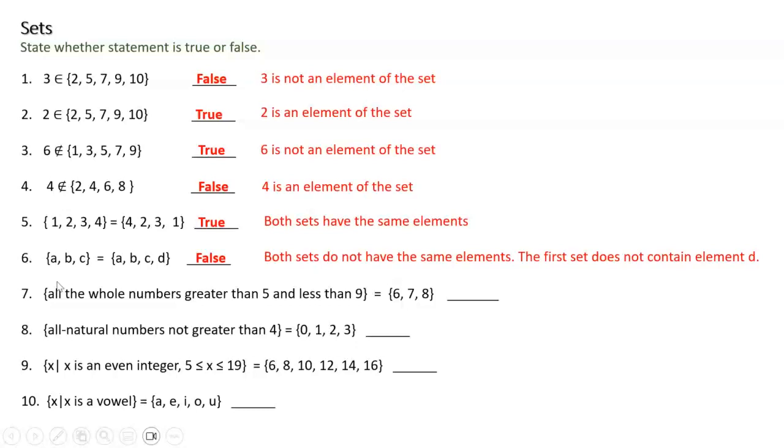Number 7. The set of all the whole numbers greater than 5 and less than 9. Is this true or false? Whole numbers start with 0. So greater than 5, which is 6, 7, 8, and less than 9, this is true. And here in red is always the explanation why. Number 8, all the natural numbers not greater than 4. Remember, all the natural numbers. This has to be false. Why? Because 0 is not a natural number.